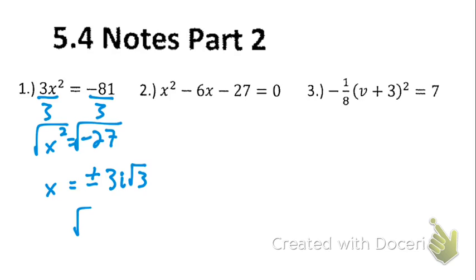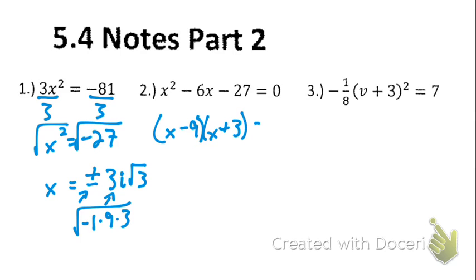All right, so negative 27 breaks down to negative 1 times 9 times 3, and that's where this comes from. I did not forget the plus or minus. Have to have that as well. This is an x method problem. Factors into x minus 9, x plus 3. So I get two solutions. I get x is equal to 9 and x is equal to negative 3, because you set each of those equal to 0 and solve them respectively.